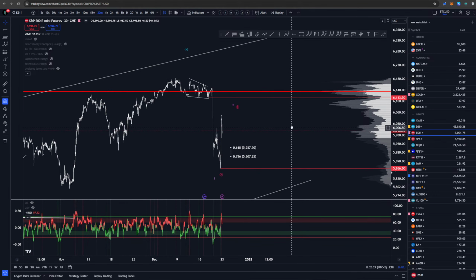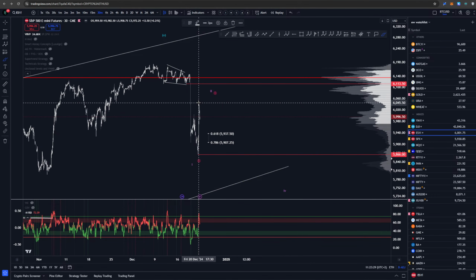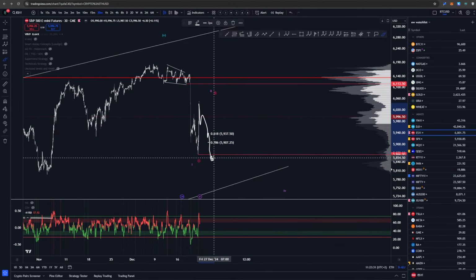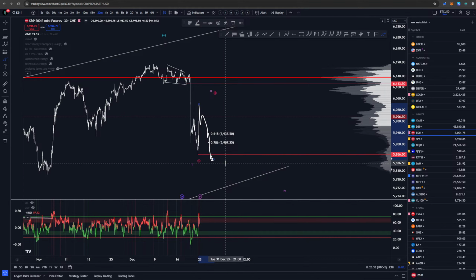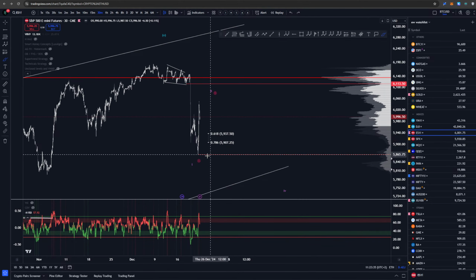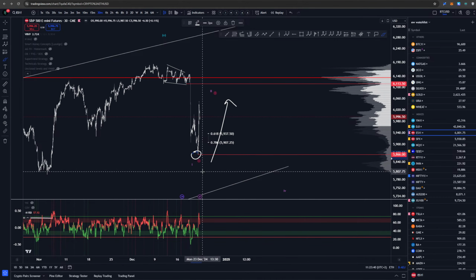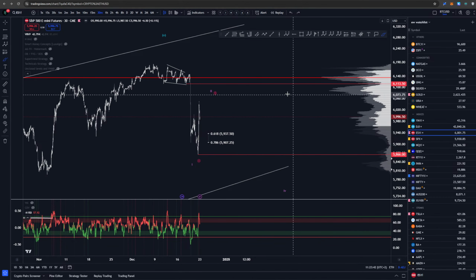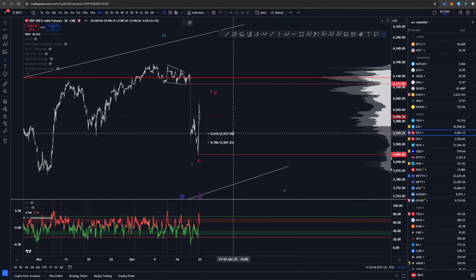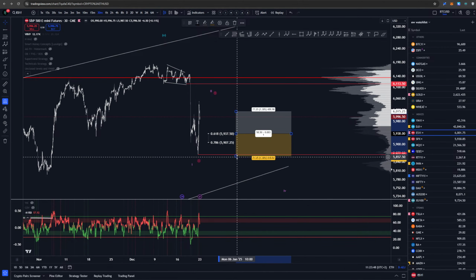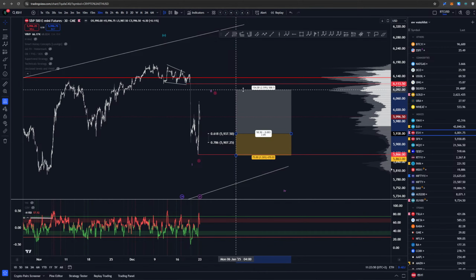Then the other scenario is that if we just crash through here, we could be just pivoting up here after taking the liquidity, right? So one trade here for the longs, we can just leave that in here just to remind ourselves, something like this.